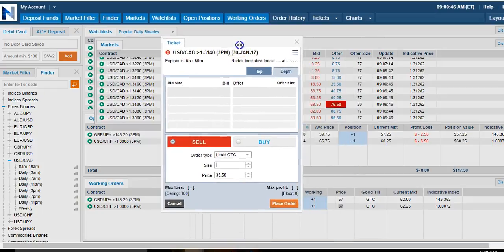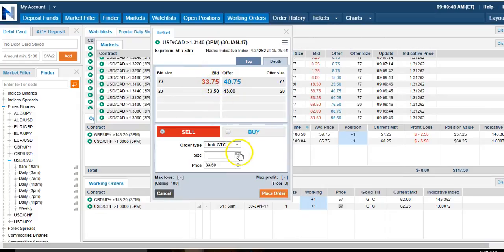It's currently, as you can see, 33. If I put the size 1 there, the key to look for at Nadex is the max loss. That is how much you are actually risking, and the max profit is how much you are actually going to profit on that particular trade.